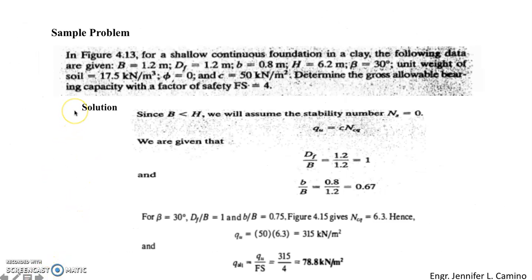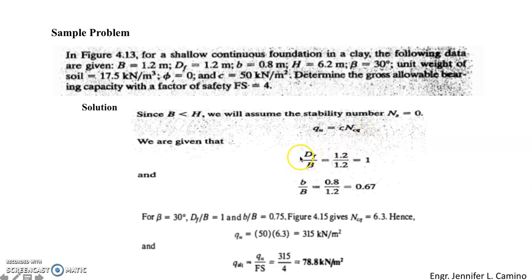So we have here an example problem. We are given these parameters. We are going to compute for the gross allowable bearing capacity, having a factor of safety equal to 4. Based on the given data, our H is greater than B, so the stability number is 0. So you make use of this equation for the computation of the ultimate bearing capacity.